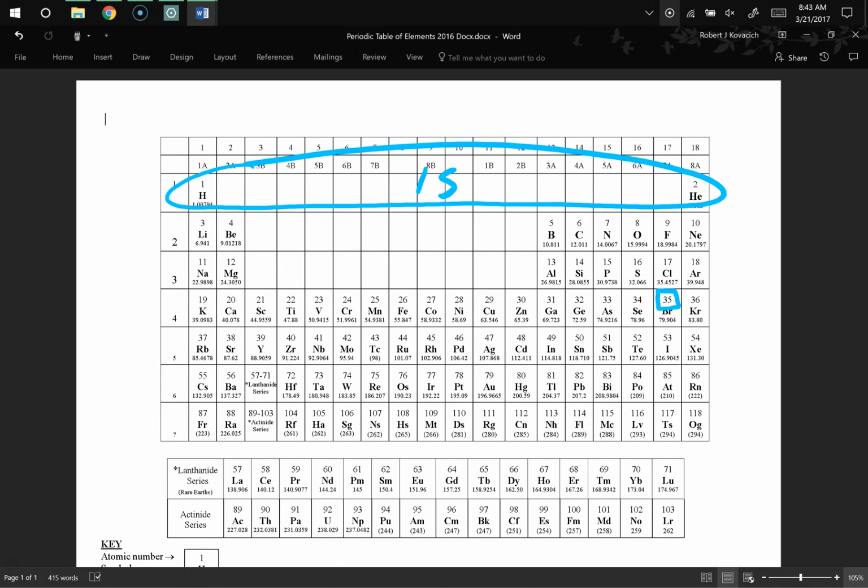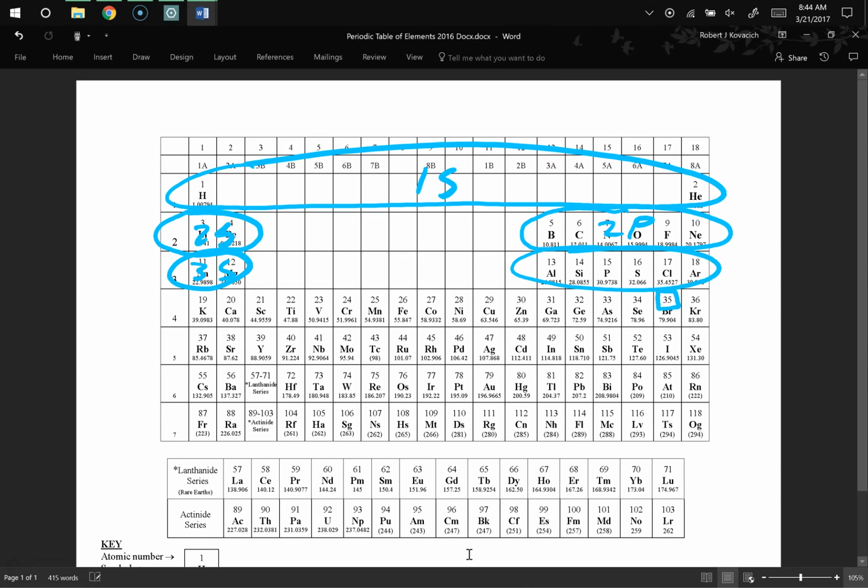35 total electrons. So I've used 2 of my 35. So now what? Here's 2s, and that's 2 more electrons, right? So I've used 4 of my 35. Then the next place I go is here, and this is 2p, and so that's 6 more of my electrons, so I've used 10 so far. 3s is 2 more, so 12, and then 3p is 6 more, so that's 18 of my 35.